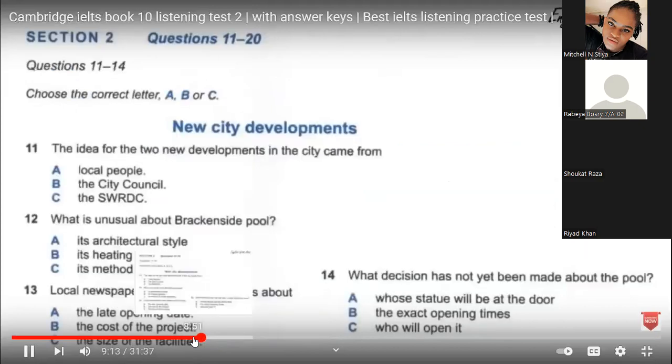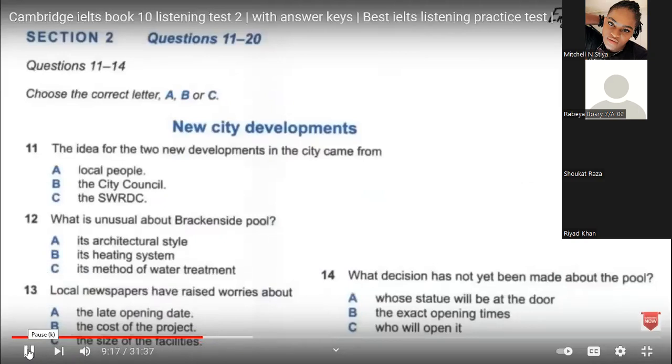At the poolside. There'll also be a competition for the public to decide on the sculpture we have at the entrance. You will decide which famous historical figure from the city we should have. Before you hear the rest of the talk, you have some time to look at questions 15.